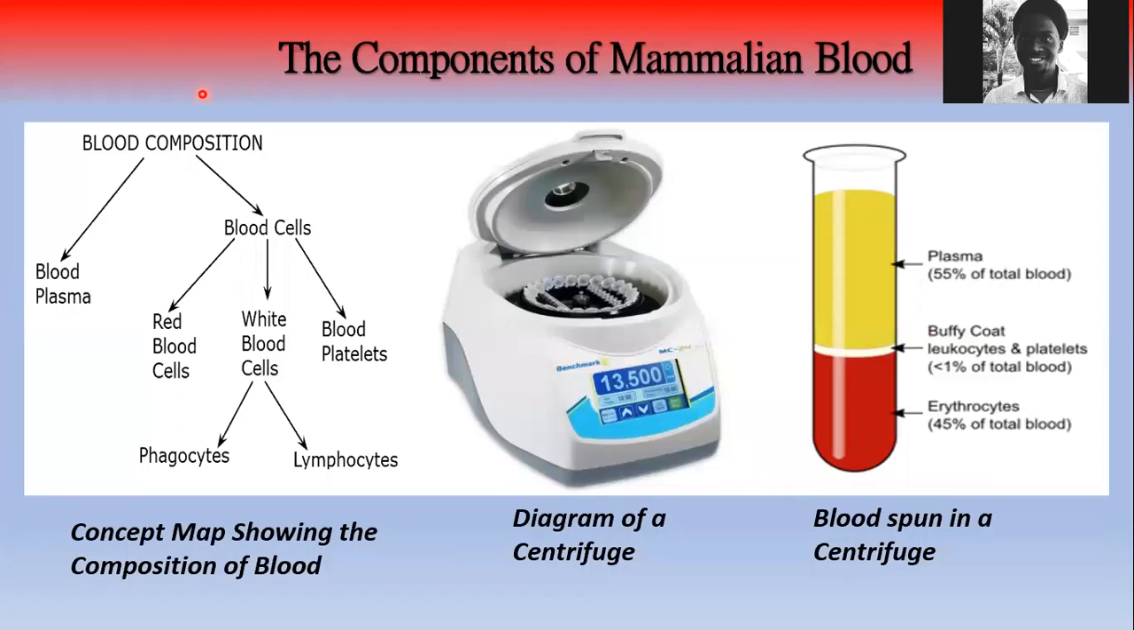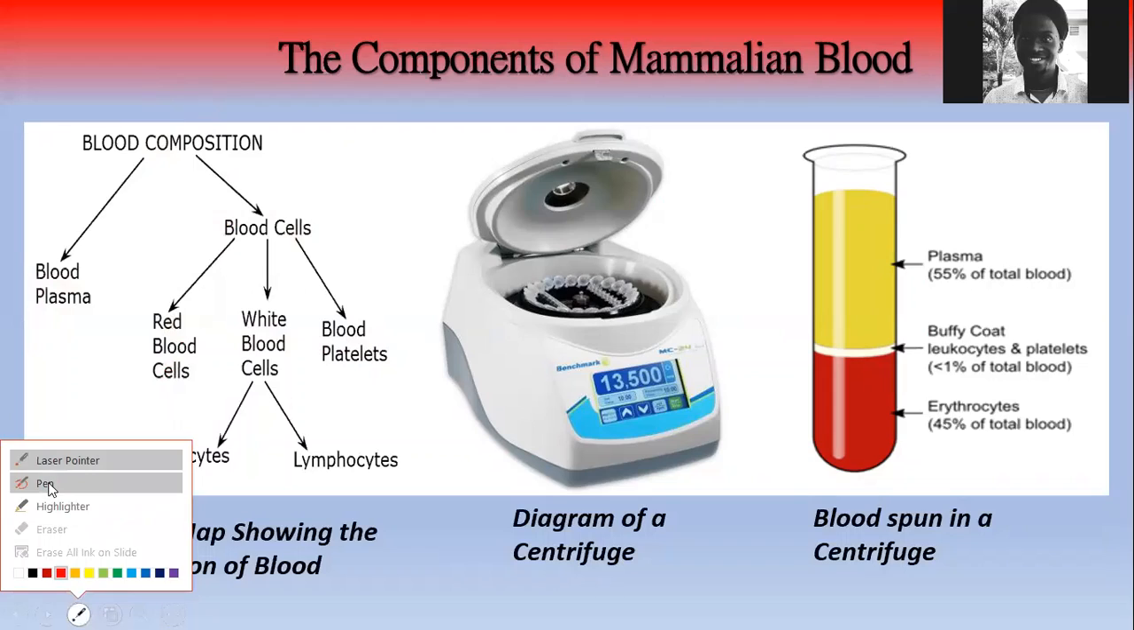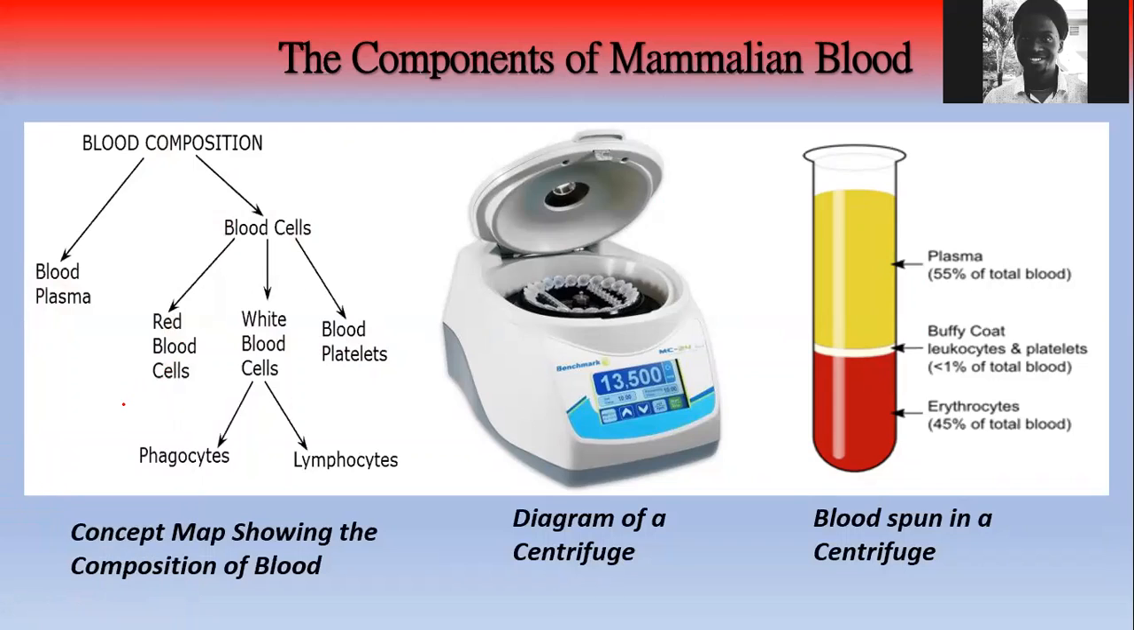Now, what are the components of mammalian blood? Well, blood has two major components. You have blood plasma and you have blood cells. Blood cells are red blood cells, white blood cells, and blood platelets. The abbreviation for them, we have RBCs. Let me just write that. Red blood cells is abbreviated as RBCs.